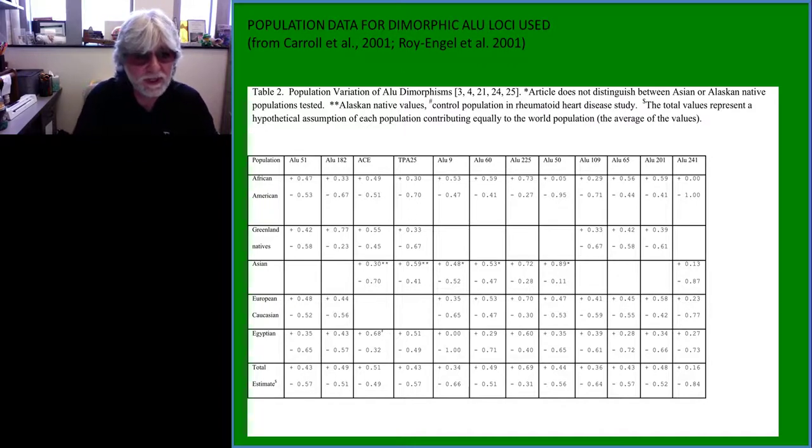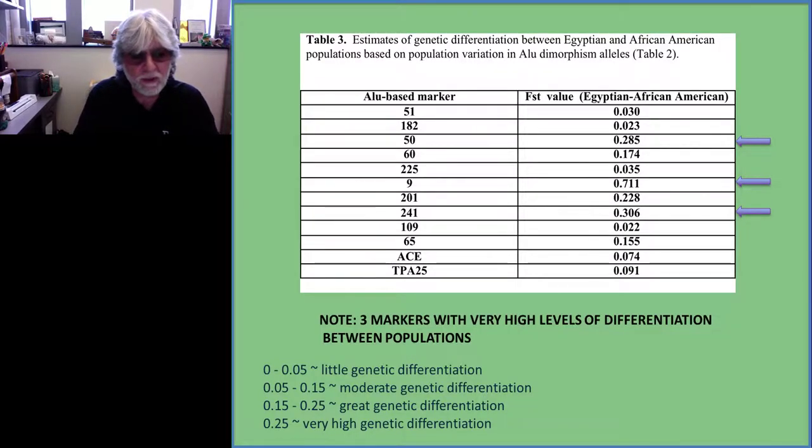We could do population analyses. There's a lot of data for these regarding population and allele frequencies. And here's an example. We can look at genetic distances between populations. And here's from a paper where you've got Egyptian versus African-American populations for these various markers. If you have 0.25 or higher, you have pretty high genetic variation between the populations. And there are 3 that are very high, particularly this Alu9 marker.